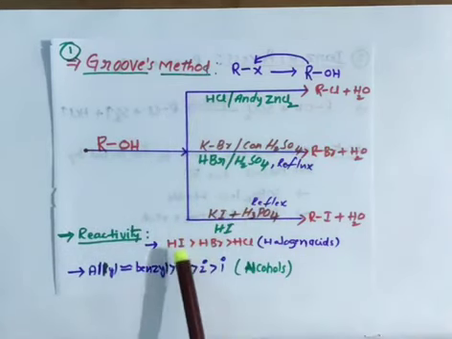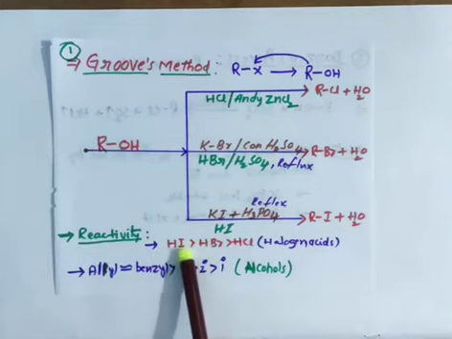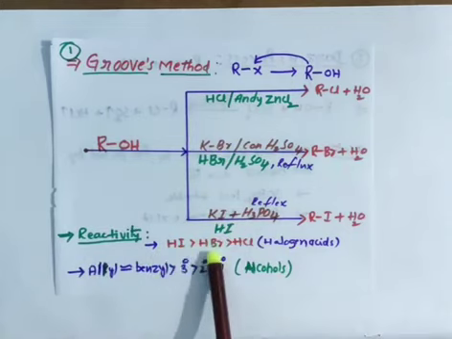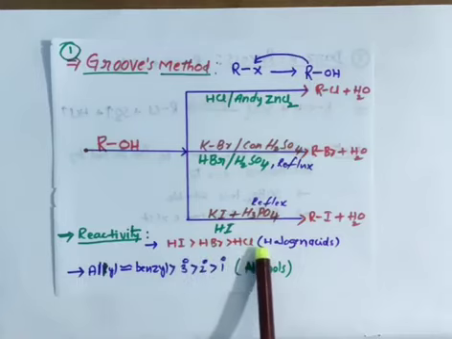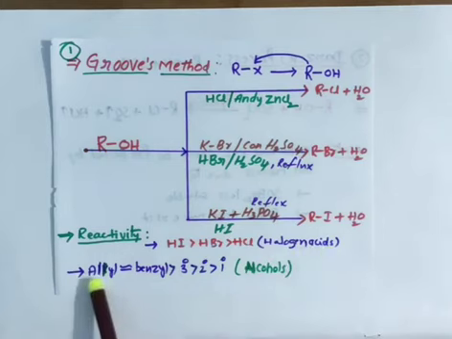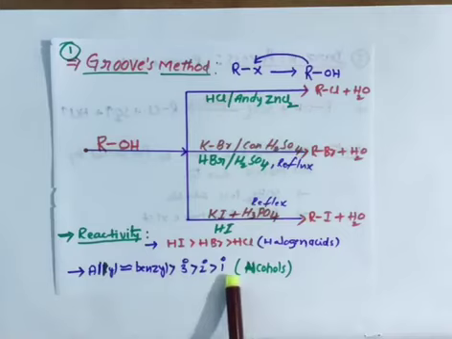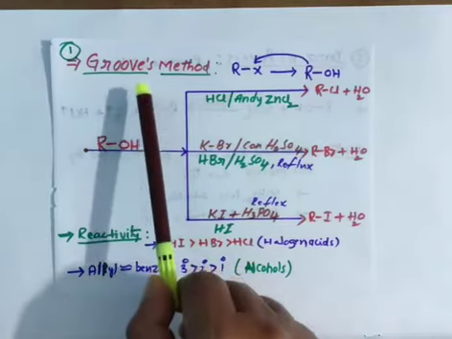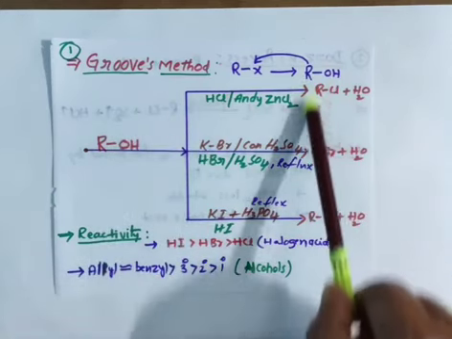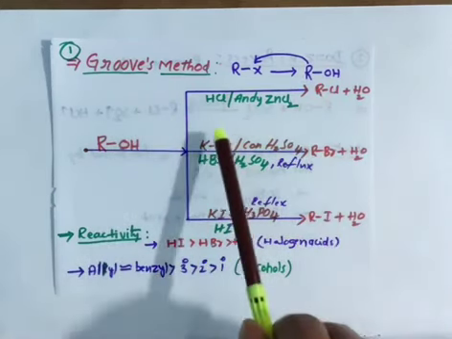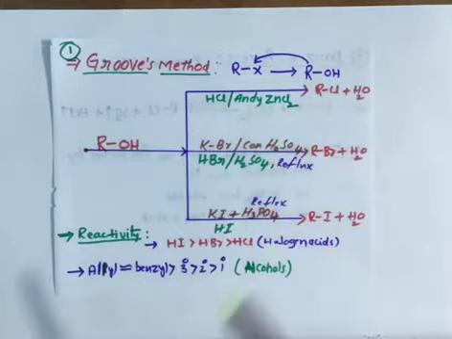Reactivity order of halogen acids: HI is more reactive than HBr, HBr is more reactive than HCl. HF we are not taking here. Reactivity order of alcohols: allylic, benzyl, 3 degree, 2 degree, 1 degree. 1 degree is least reactive in this method. So by Groves' method we can prepare haloalkanes with the respective reagents.